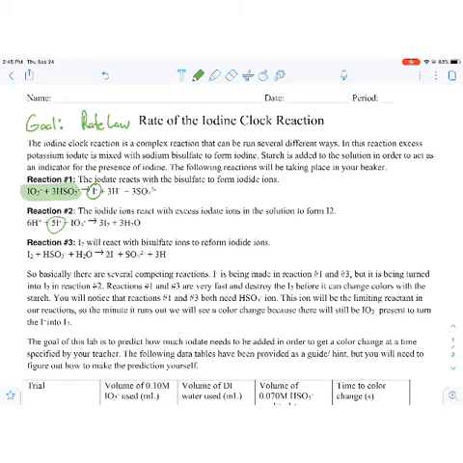And you'll notice what's using it up, right? It's reacting with one of our reactants again. So not only is the IO3 reacting with this, the IO3 is reacting with the intermediate that's forming.